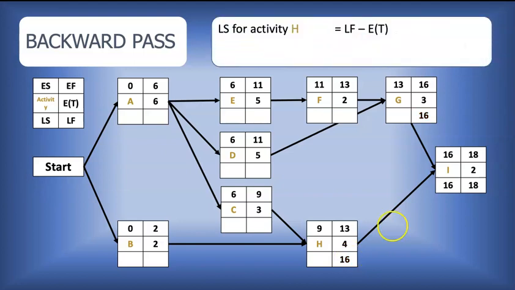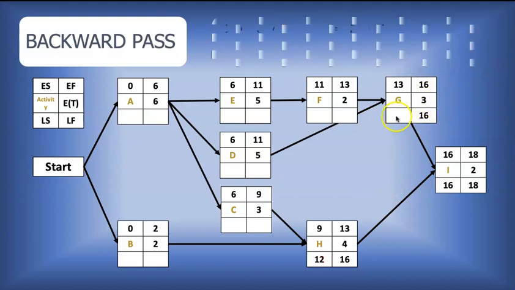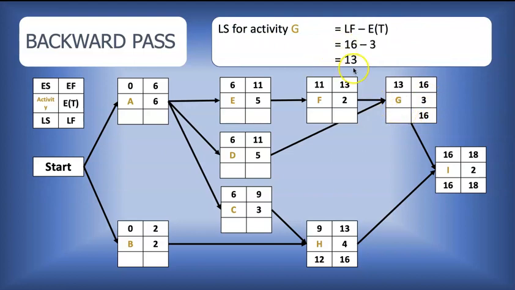Now for the latest start time for H, we're simply saying 16 minus 4 is 12. It must be finished by week 16, takes 4 weeks, so we have to start 4 weeks earlier, week 12. For activity G, must be finished by week 16, takes 3 weeks, so we start 3 weeks earlier, which is week 13. So 16 minus 3, 13. So we have now done I, G, and H, and we keep moving backwards.